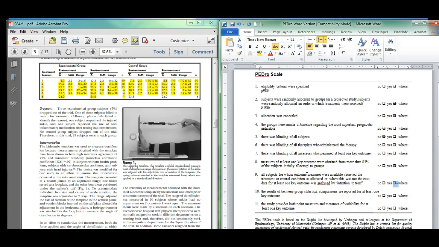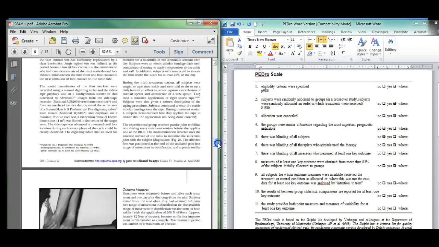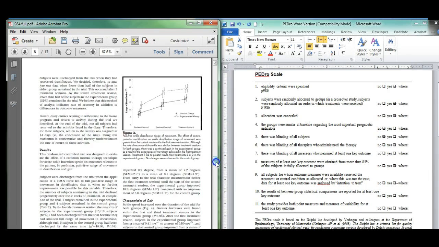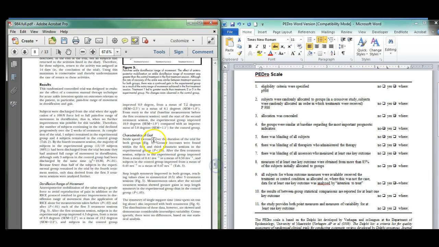And then as we look down the PEDro scale, the results of between group statistical comparisons are reported for at least one key outcome. So the answer to that is yes, but we're going to look into the results section as well. And so we can look at characteristics of gait. Stride speed increased over the duration of the trial for both groups.